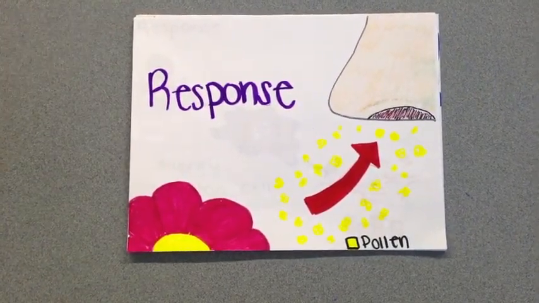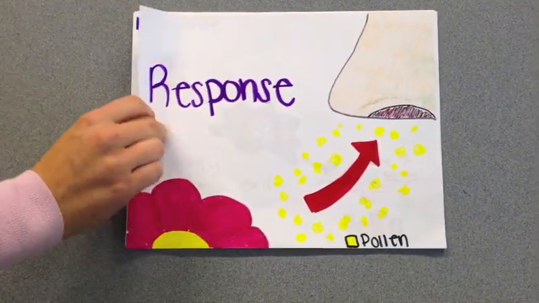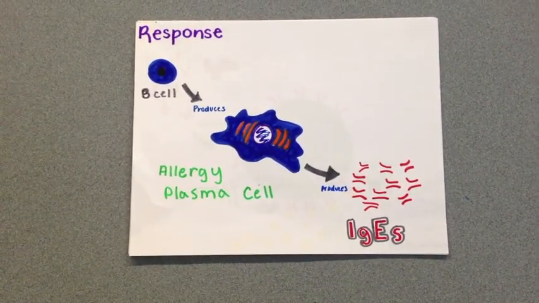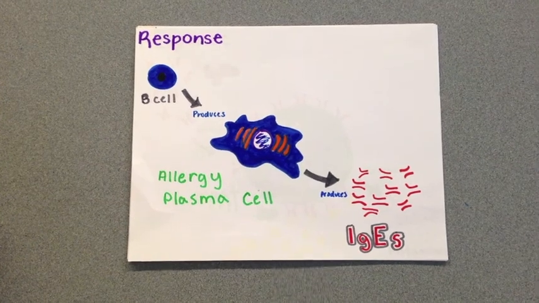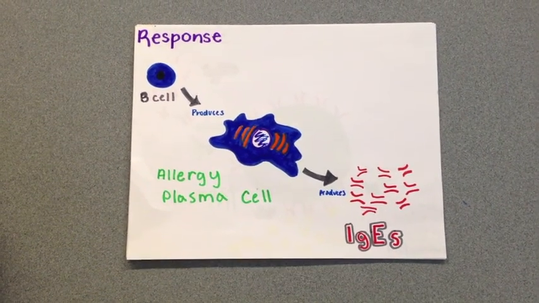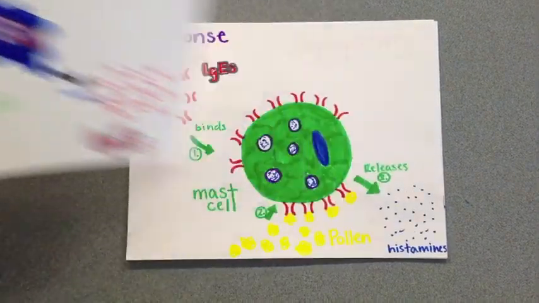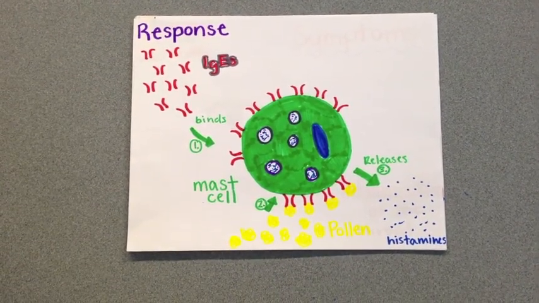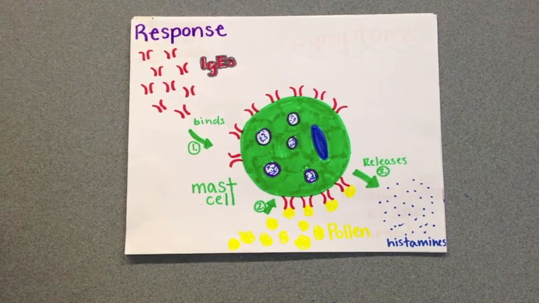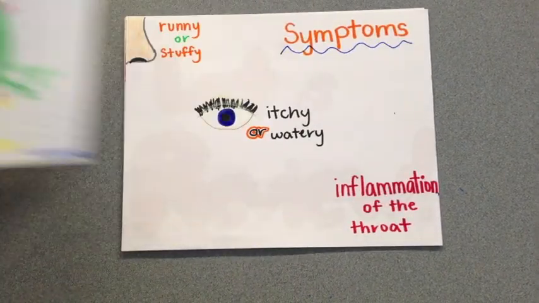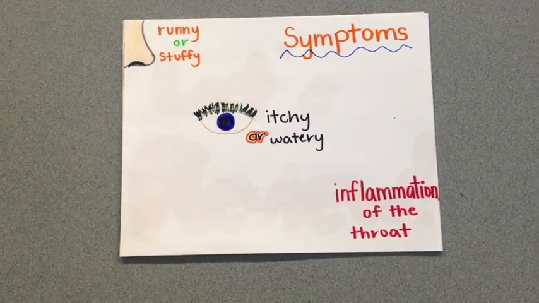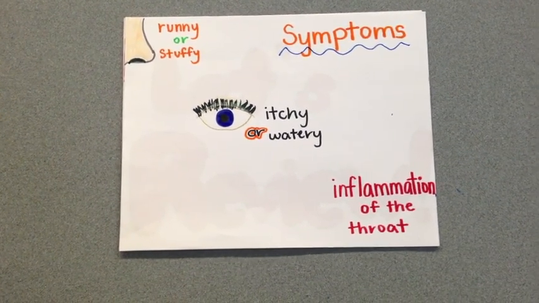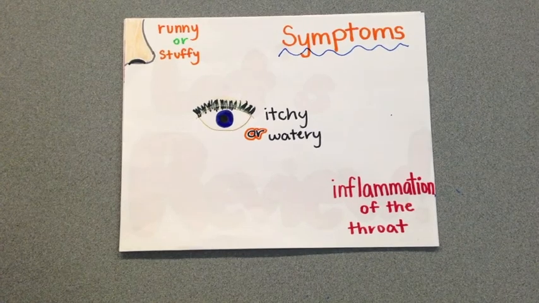When you are first exposed to an allergic trigger, it stimulates B cells to produce allergy plasma cells. These plasma cells will then produce allergy antibodies called IgEs. These IgEs will then bind to mast cells. The mast cells will secrete histamines, which trigger an inflammatory response such as a runny or stuffy nose, itchy or watery eyes, and/or inflammation of the throat.